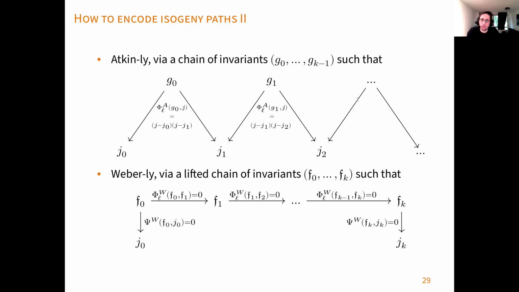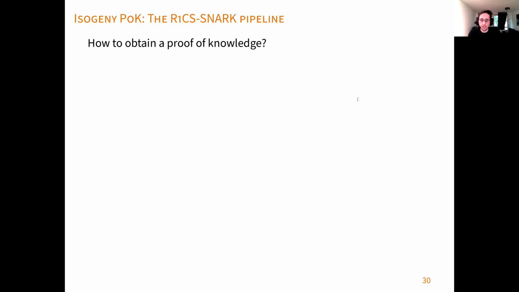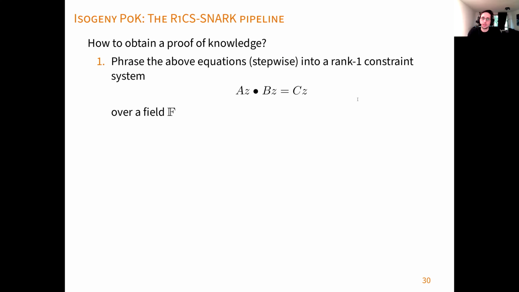So we have encoded isogeny paths with these different modular polynomials. How can we actually use this for a proof of knowledge? I won't go into much detail here, but I will give you a 3-step recipe. The first is that once we have these equations, we phrase them stepwise into a so-called rank 1 constraint system, which is given by these three matrices A, B, C, and this variable vector.